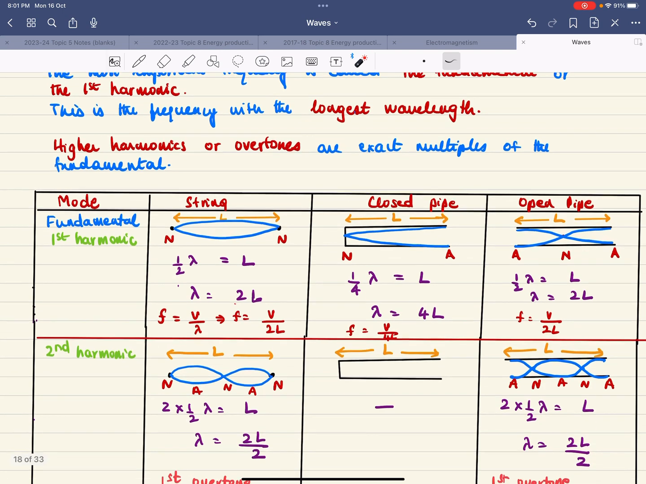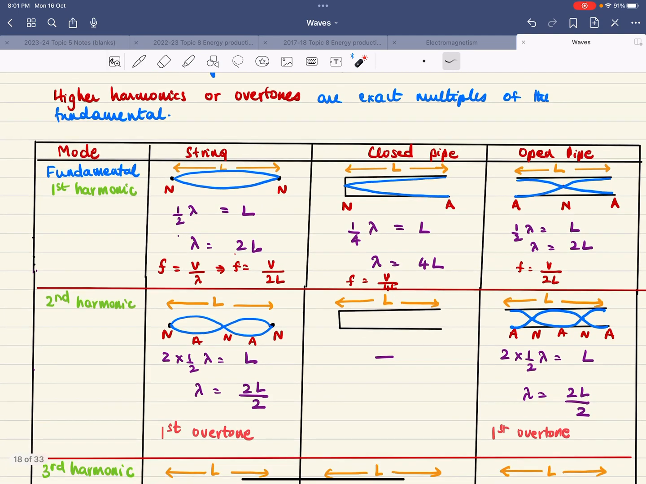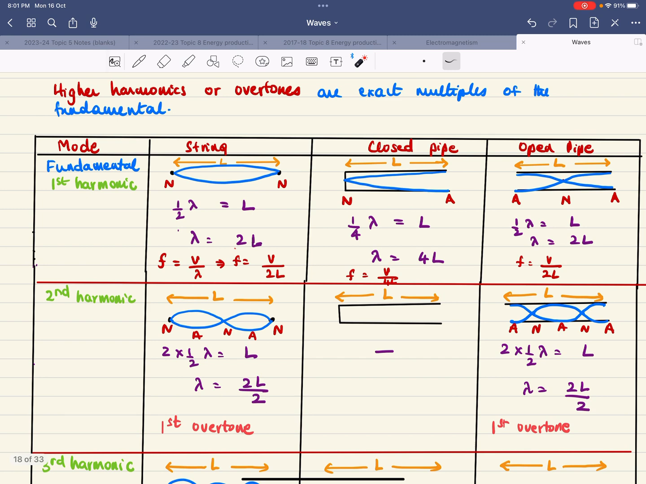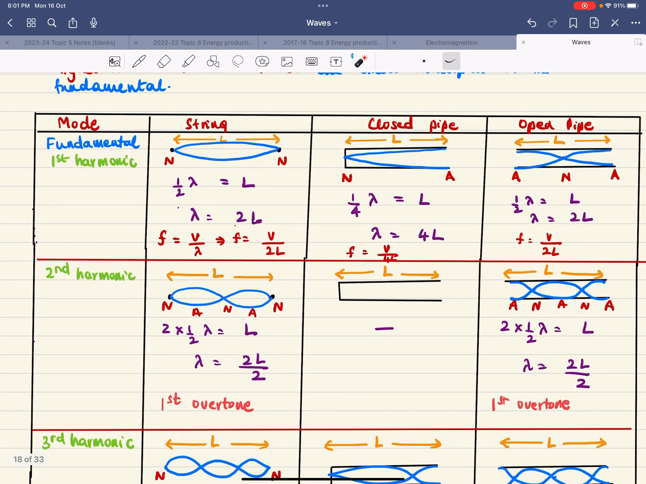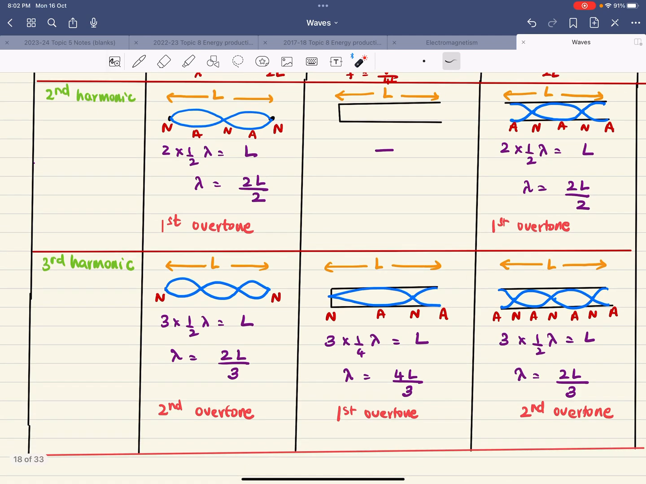Now you will notice that in a closed pipe, the even numbered harmonics are not possible, because twice this will have a shape like this, and this is just not possible because you have to have an antinode there. So I'll just scroll through the rest and you can see the shapes and make the links.